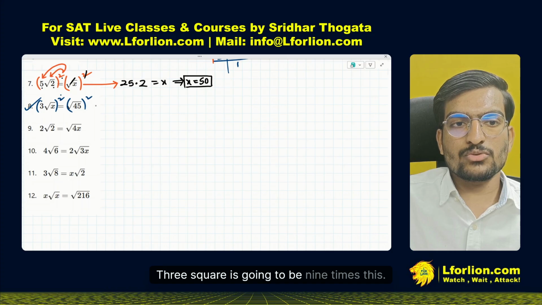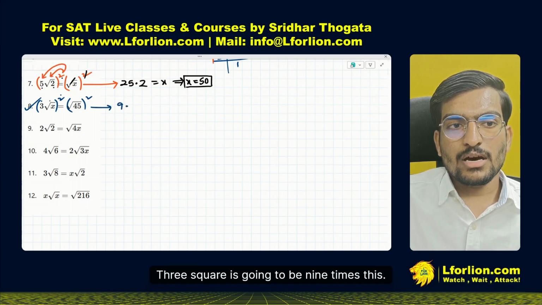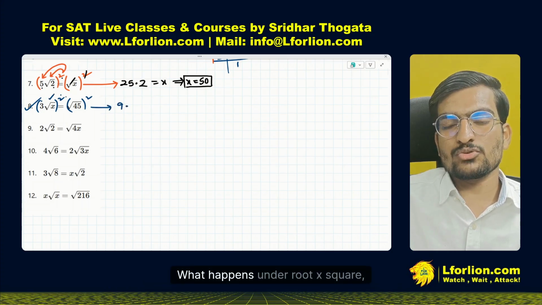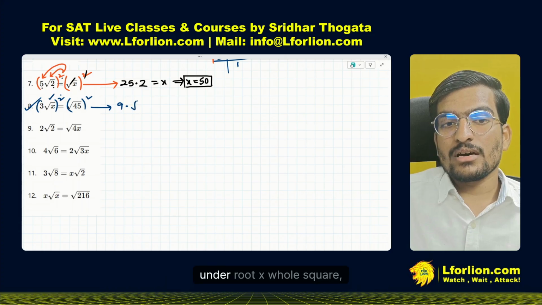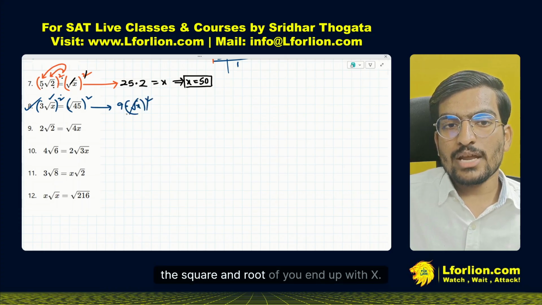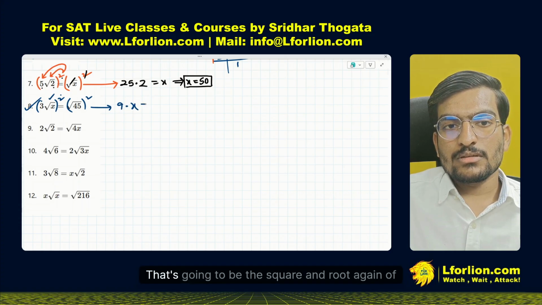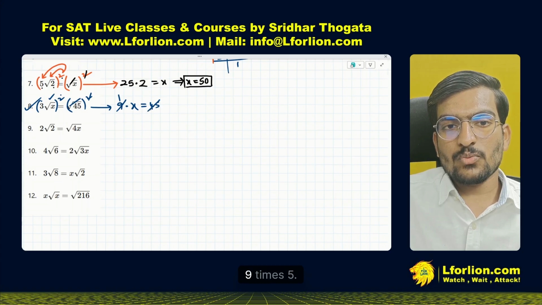3 square is going to be 9 times this, under root x square. What happens under root x whole square? The square and root off, you end up with x. That's going to be the square and root again of 45. 9 times 1, 9 times 5. So directly x equals 5.